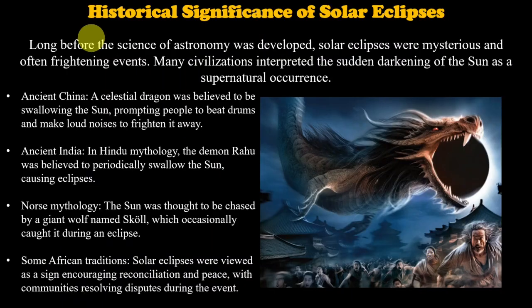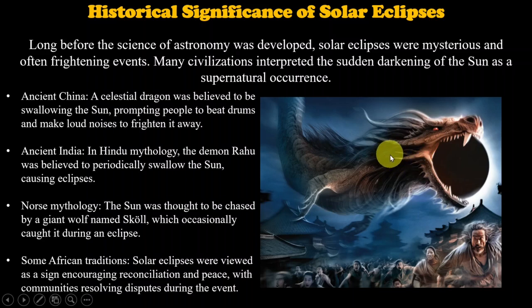So let us look into the historical significance of the solar eclipse. Long before our modern scientific advancement, okay, solar eclipses were mysterious, of course, and often frightening events. Many civilizations interpreted the sudden darkening of the sun as a supernatural occurrence. Okay, some, like for instance, the ancient Chinese, they thought it was a dragon.